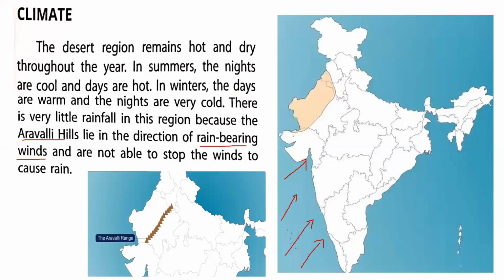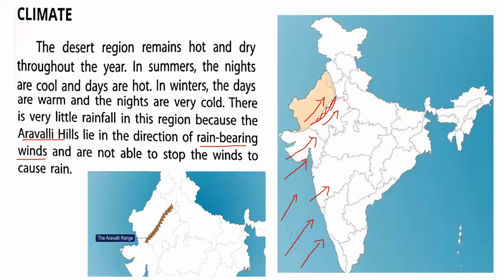Am I clear? These winds blow from southwest direction this way. Look at this. I'm just drawing it here. From southwest direction. Here you see Aravalli Hills. Correct? These winds now move parallel this way to these ranges. Got it?